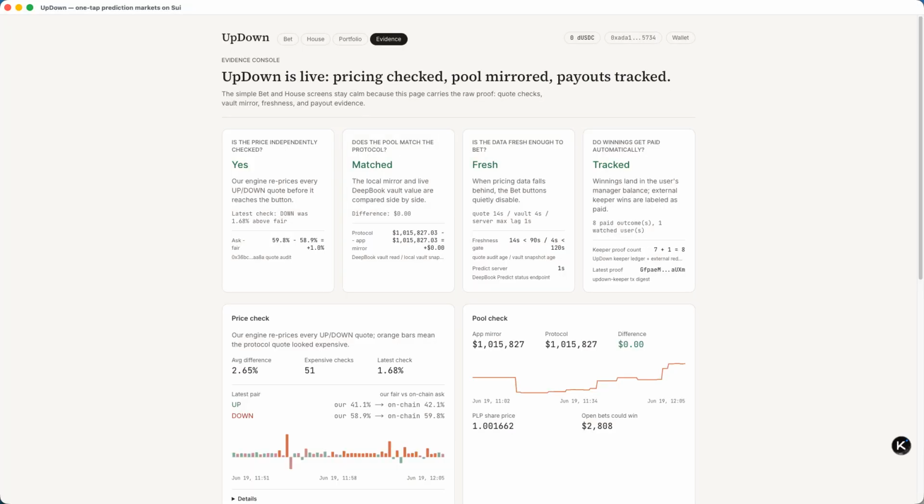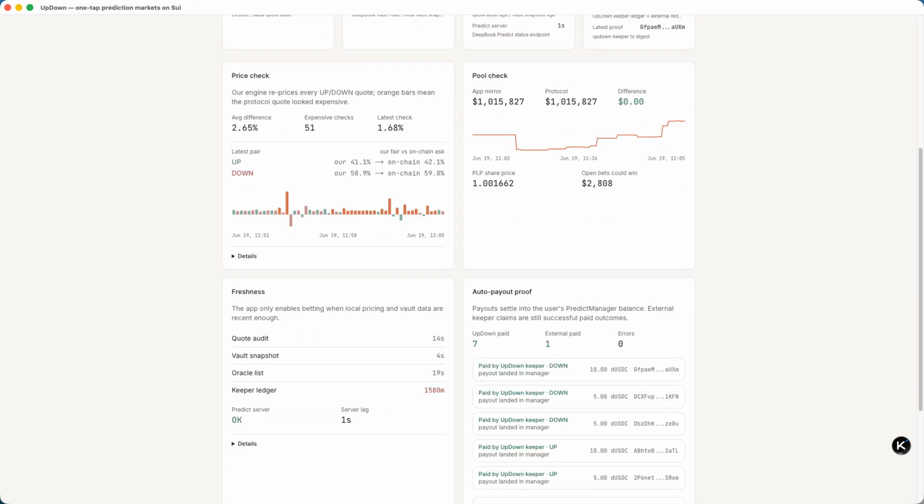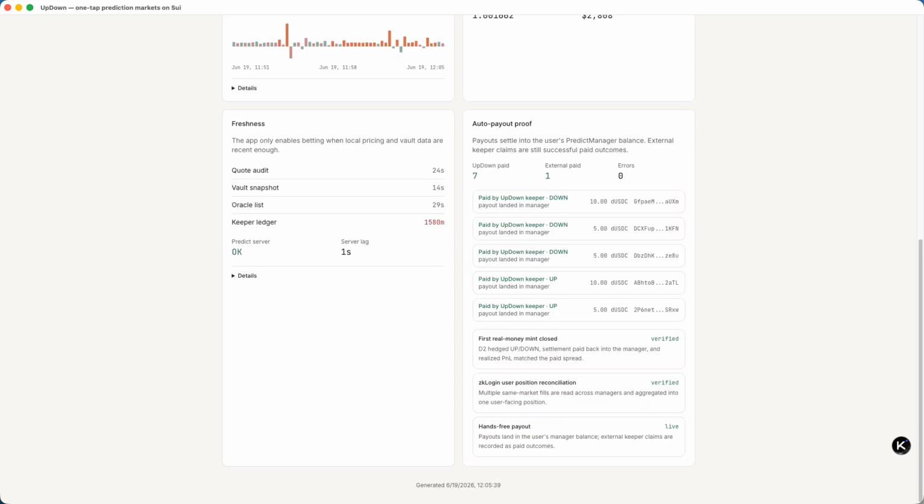Finally, evidence explains why the simple screens are safe. The console shows quote checks, vault mirror checks, freshness, Predict server lag, auto payout proof, and keeper outcomes. Updown is not asking judges to trust a pretty interface. It shows the checks that support it.